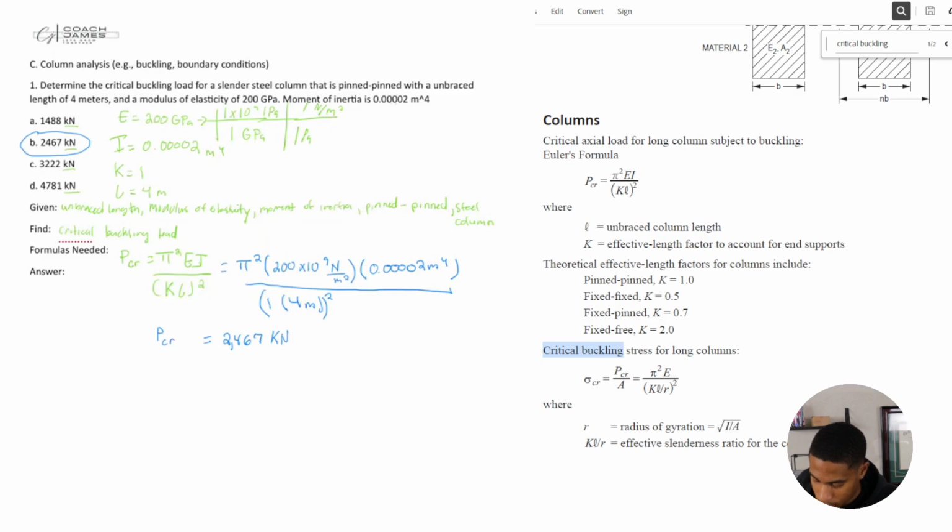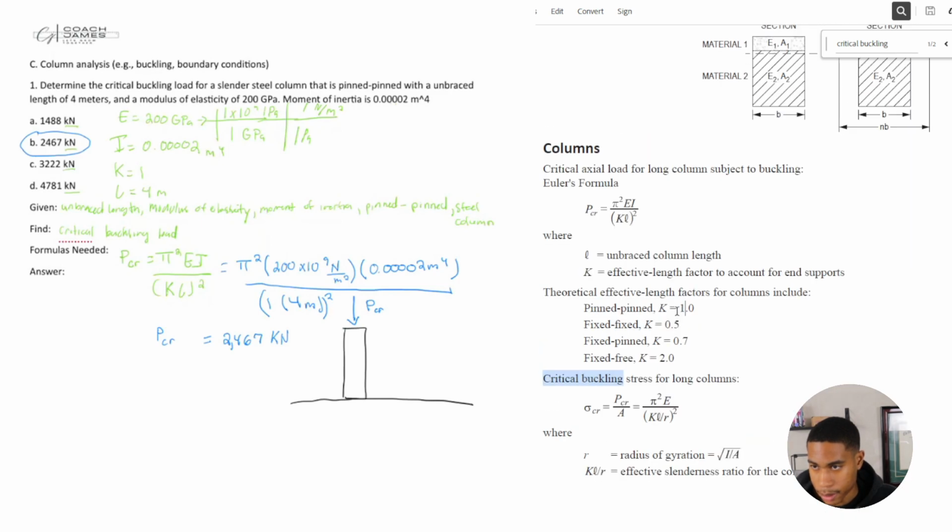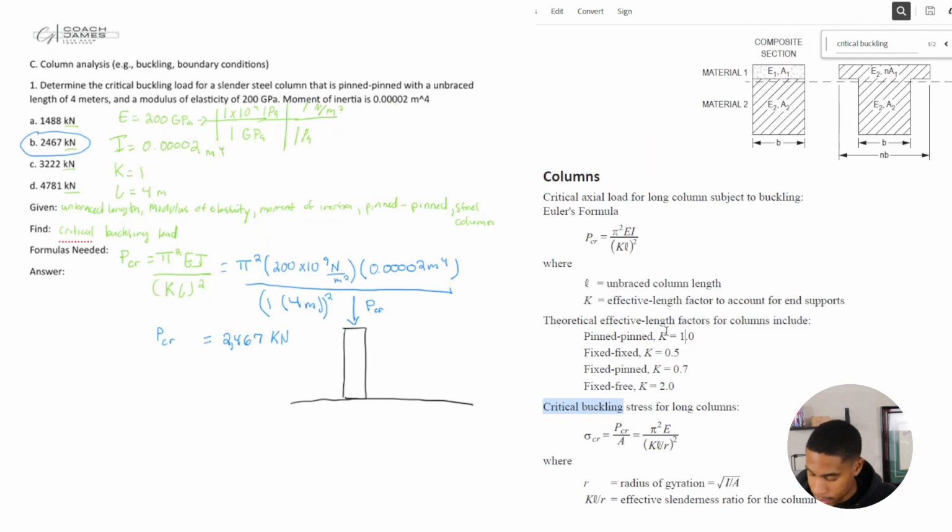So that is the critical load. What they're saying is we have this column on the ground, and we have a force coming down, P critical. So when will this thing start to buckle? What I mean by buckling is when will this thing start to kind of do another one where I'm showing that it's buckling.